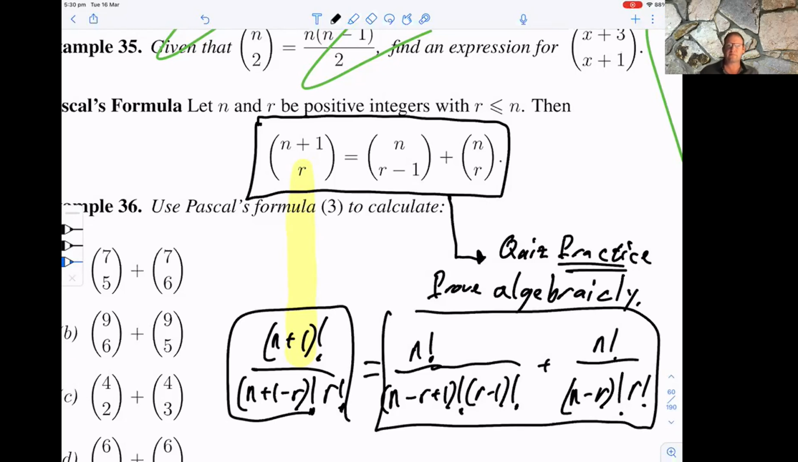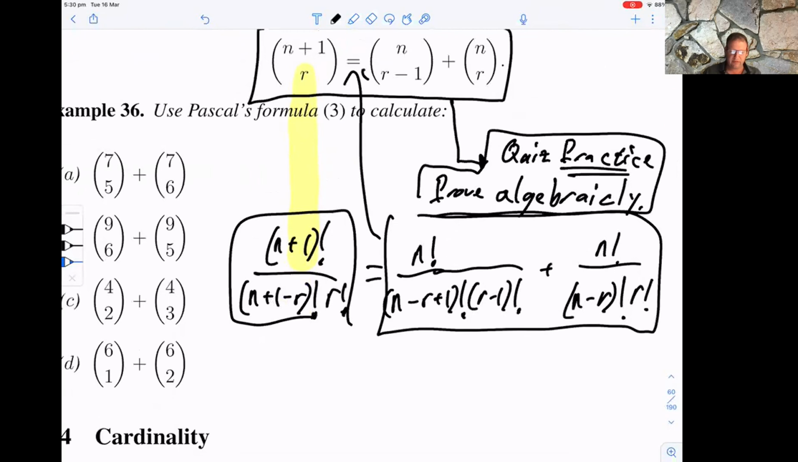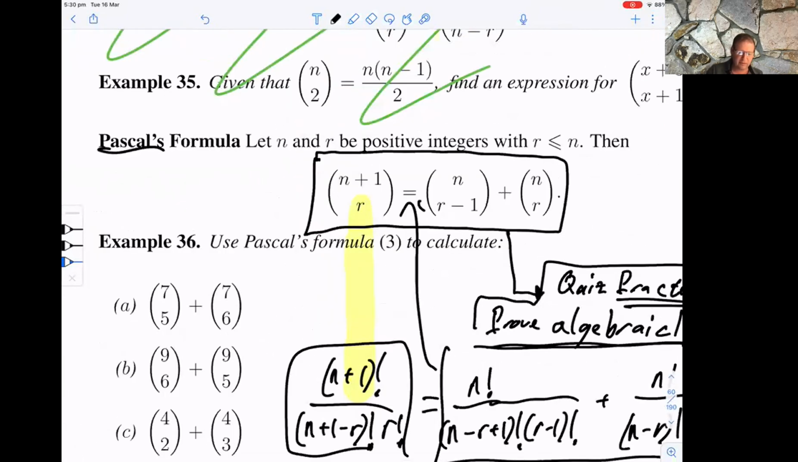Okay. There's a question about the quiz. Yeah, I'll speak about the quiz as well. Okay, so this is prove algebraically. And then if you do that, that'll be a proof of this formula, which is sometimes called Pascal's formula.